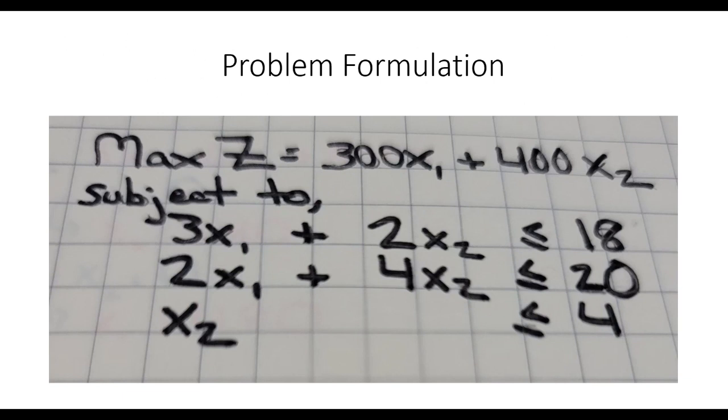Maximum Z equals 300x1 plus 400x2, subject to 3 constraints. 3x1 plus 2x2 is less than or equal to 18. 2x1 plus 4x2 is less than or equal to 20, and x2 is less than or equal to 4. All three of these constraints, when taken together, will allow us to determine our optimum choices. Let's look at that now.